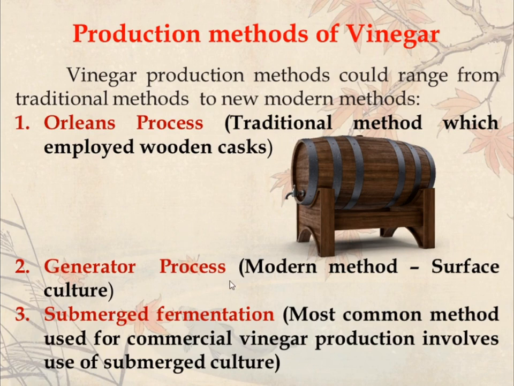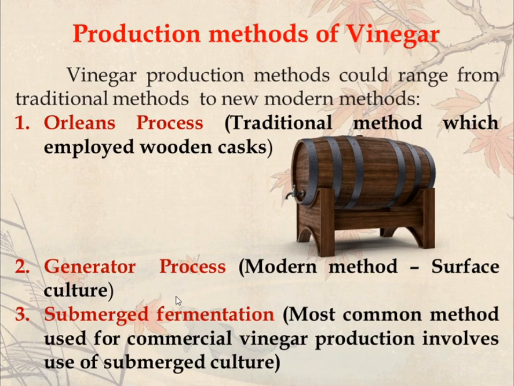The second one is the generator process. This is a modern method and it utilizes surface culture. Now, in comparison to the Orleans method, which was a very slow process, many people tried to increase the production by implementing a new method, and the new method is the generator process.